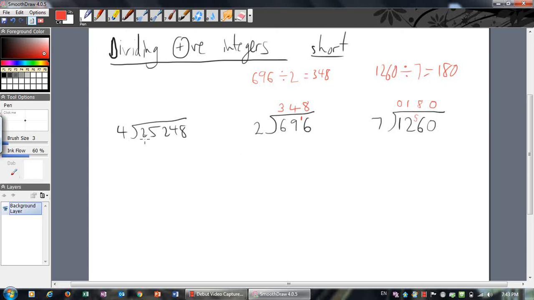Let's do this one. 4 into 25,248. How many times does 4 go into 2? No times, so we don't bother. 4 into 25 will go 6 times with a remainder of 1. 4 into 12 goes 3 times, exactly. 4 goes into 4 1 time, exactly. And 4 goes into 8 2 times, exactly. So 25,248 divided by 4 is equal to 6,312. And that's short division.